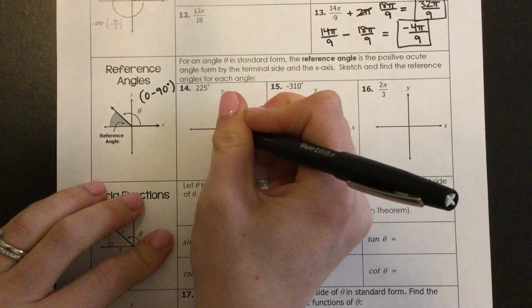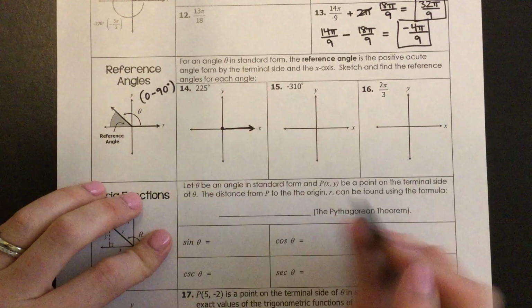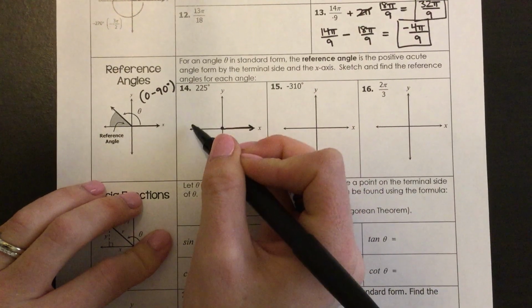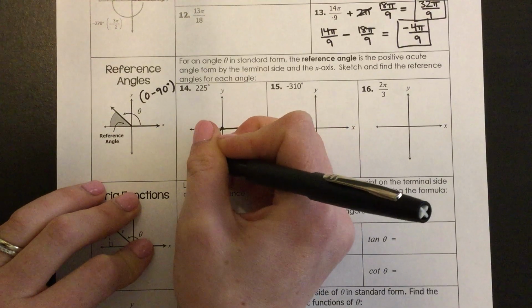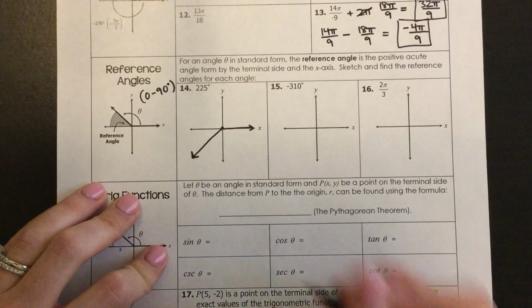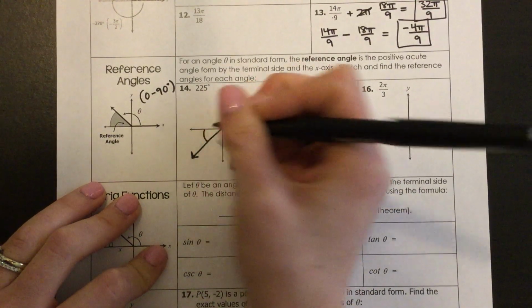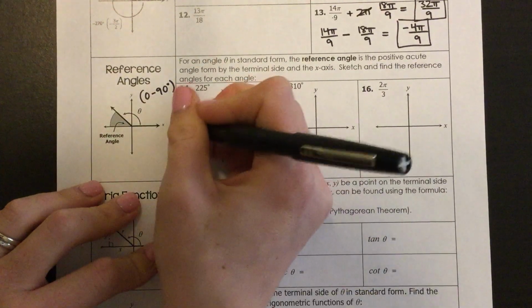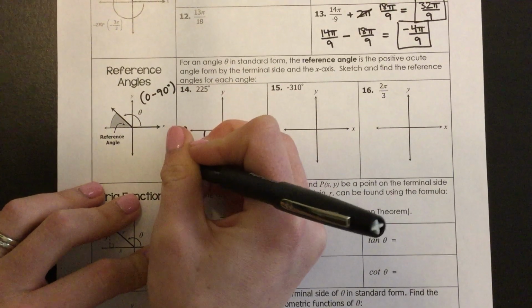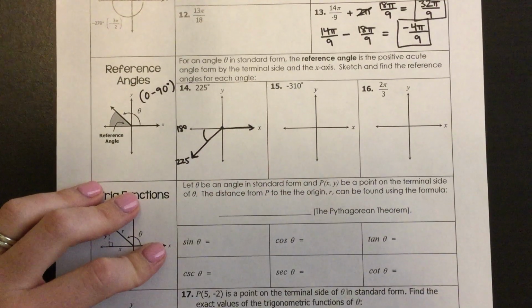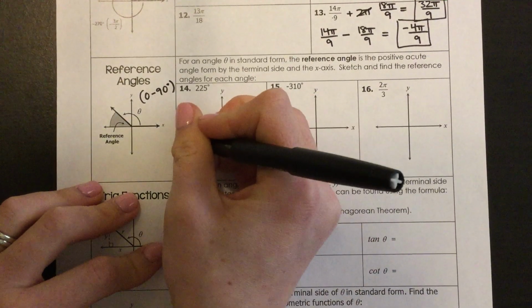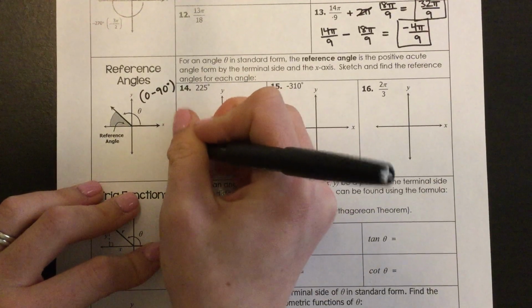So 225: origin, positive x-axis. This is 90, 180, and then 225 would be back this way. So this measurement right here would be your reference angle. From 180 degrees to 225 degrees, this is a difference of 45 degrees. So our reference angle would be 45 degrees.